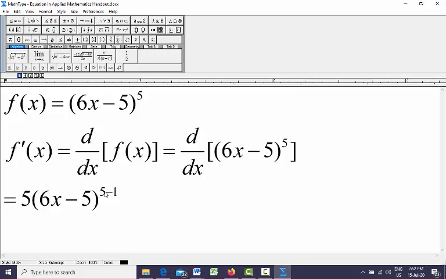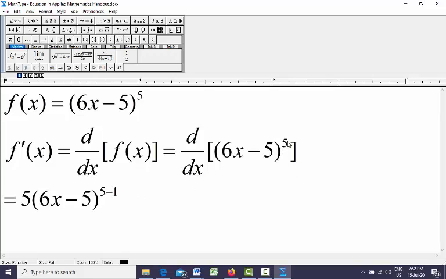So if you see there is a power, you need to first bring the power down. Write the power first, and then write exactly what you have in your hand, and from the power you deduct 1. So that's the differentiation of power.